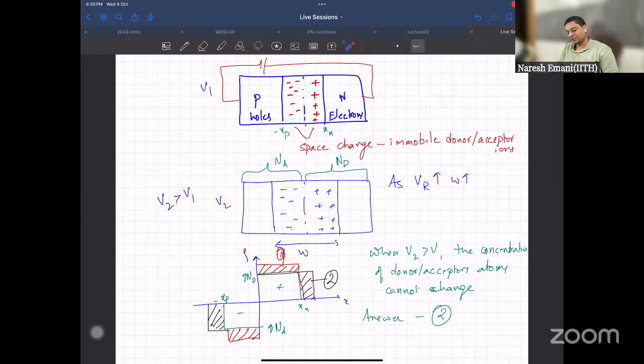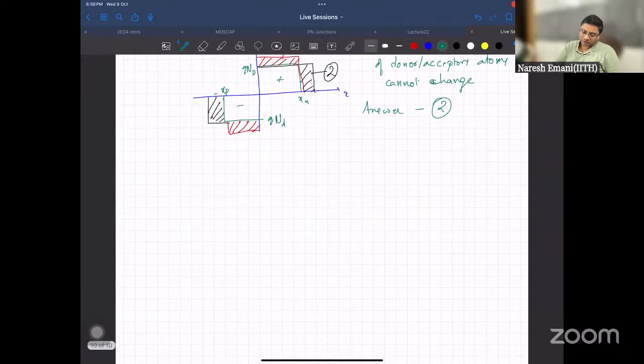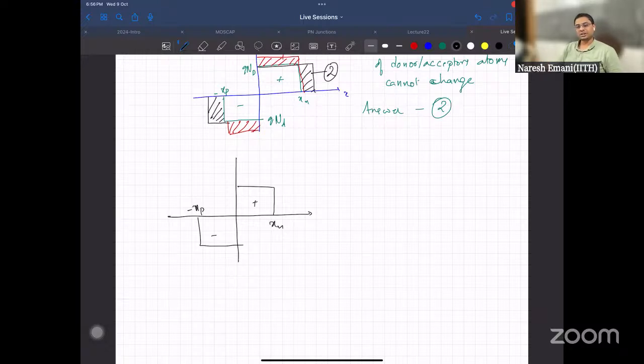Now I'll ask you another question. Once you have the charge, you know how the electric field looks, correct? Let's simplify this. I'll take this charge once again. My charge looks like this, from xn to minus xp, plus and minus. This is rho, the space charge. Now, how will the field be when you have a diode like this?